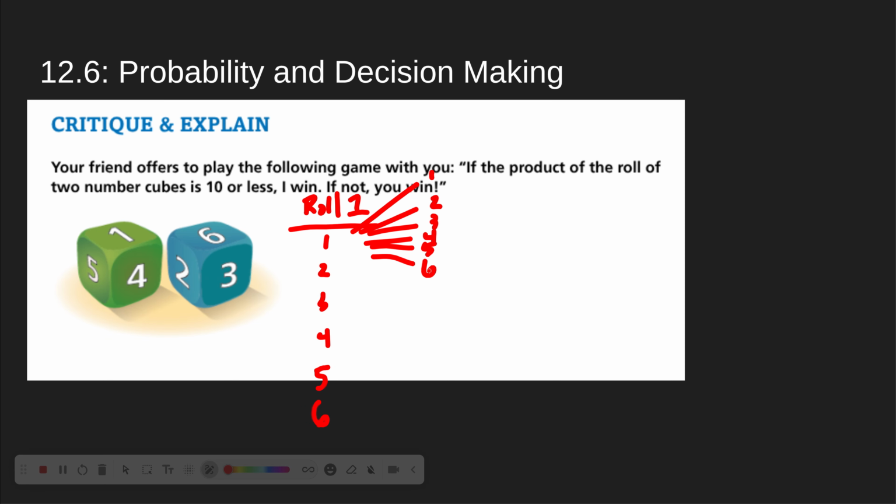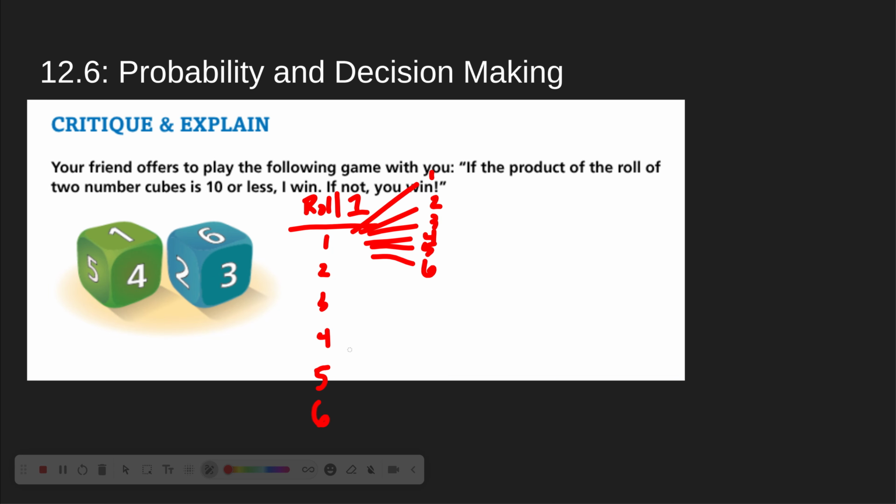How many different outcomes are there just if I roll a 1 on my first die? I could have 1, 1, 1, 2, 1, 3, 1, 4, 1, 5, 1, 6. How many outcomes is that? 6. So how many total outcomes are there going to be? 36.